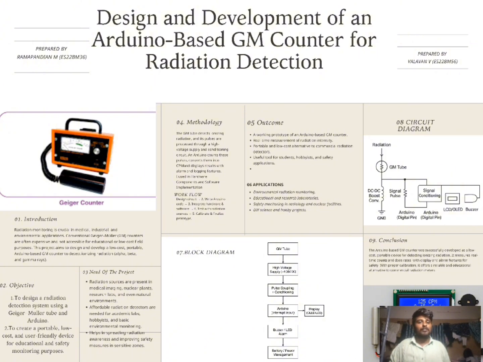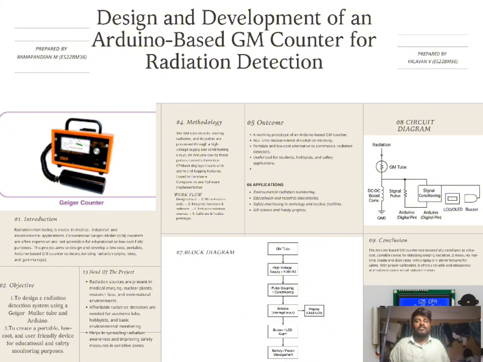Now we discuss a case study on radiological equipment, titled design and development of Arduino based GM counter for radiation detection. The purpose of the GM counter in radiation detection is to develop a low cost, portable and audio based GM counter that detects ionizing radiation.